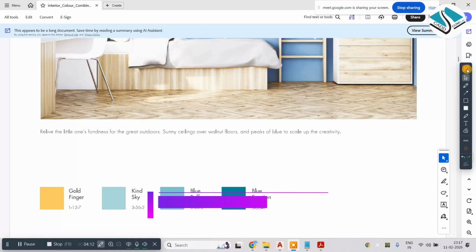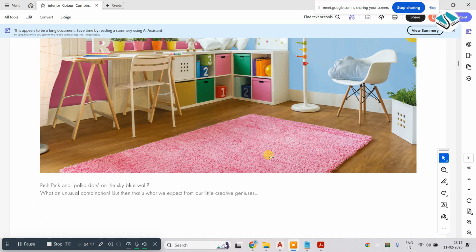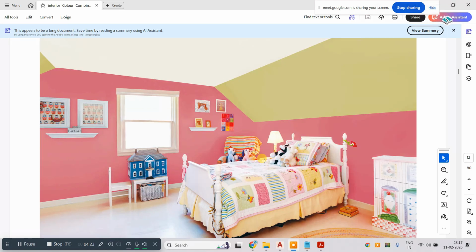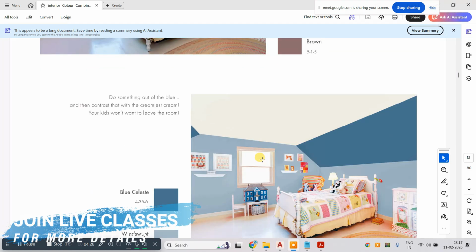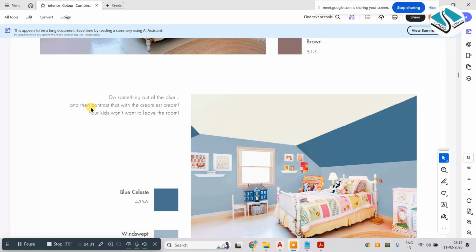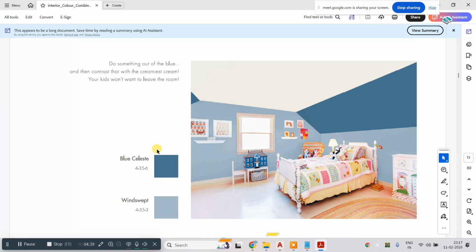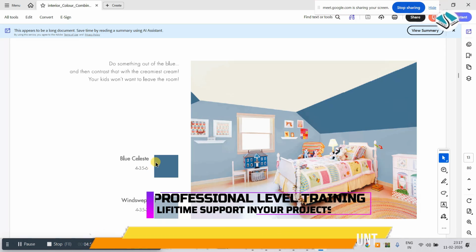With the help of the color catalogs, it's easy to work on the color selections in interior design. There are so many types of designs, color codes, and sample images also, like this. Do something out of the blue, and the contrast will be the creamish cream. So we can choose blue and wind sweep. And the color code is 4356. 4356 is an RGB value. RGB means red, green, and blue.